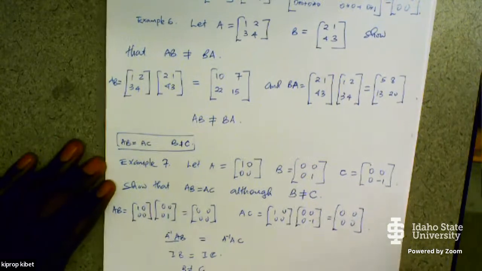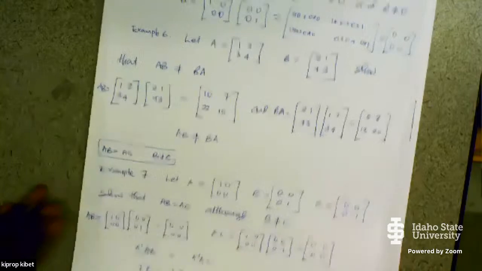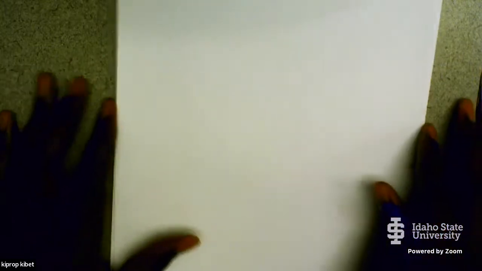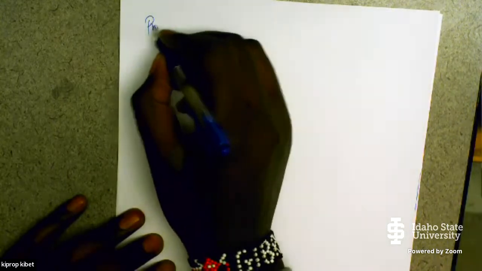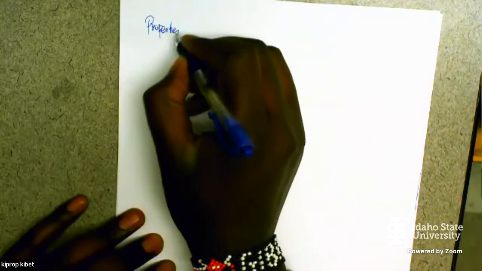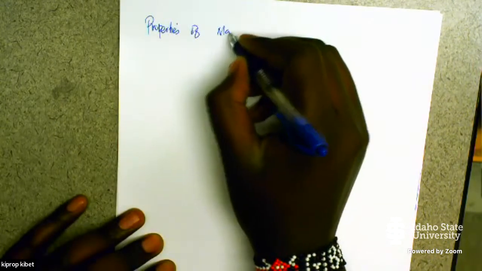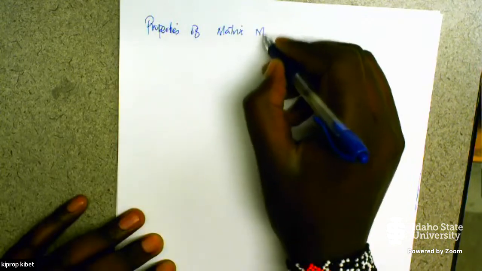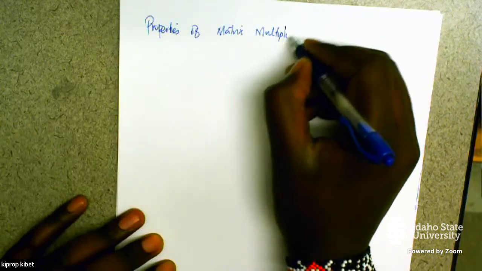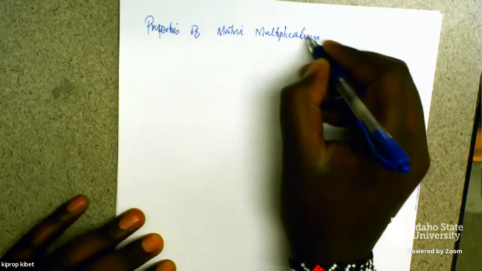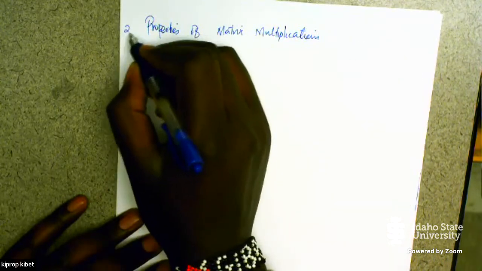Okay. Let's look at the properties of matrix multiplication. Properties of matrix multiplication. And this is 2.3.